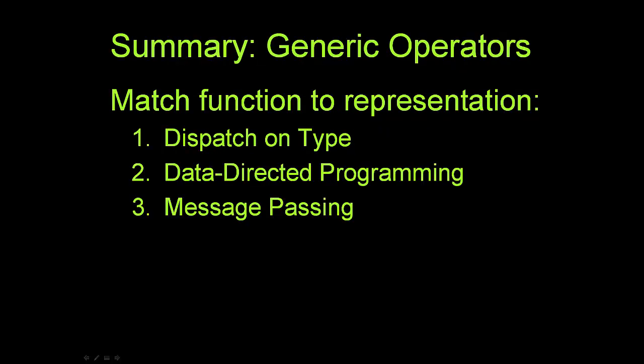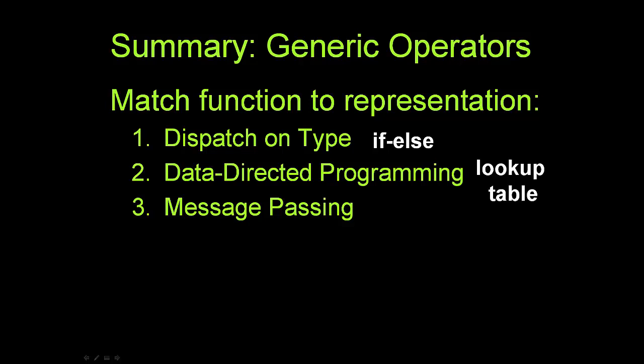So the key idea in generic operators is that we have different data representations, and different representations require different functions to operate on them. So the problem is how to match the correct function to the appropriate representation. The first idea is this approach called dispatch on type. Essentially, this dispatch on type approach is just a bunch of if-else statements. You look at the data type: if it's this type, you call this function. If it's this other type, you call another function, and so forth. So for every data type, you need to have an extra clause to take care of that type.